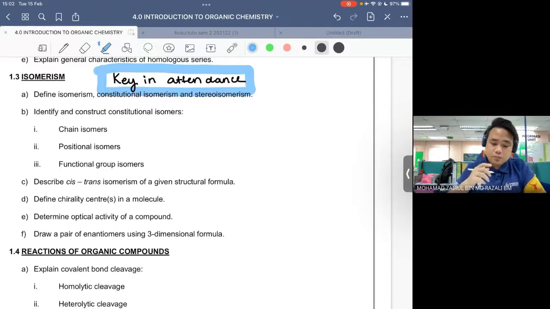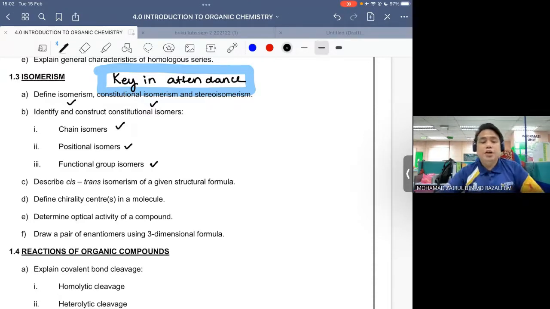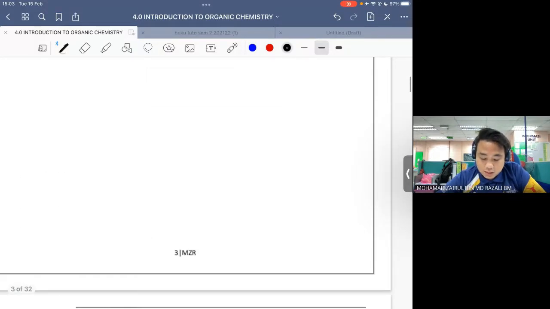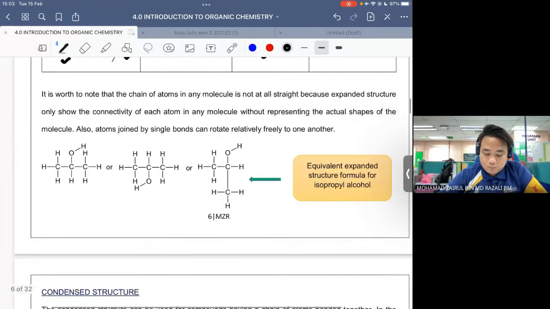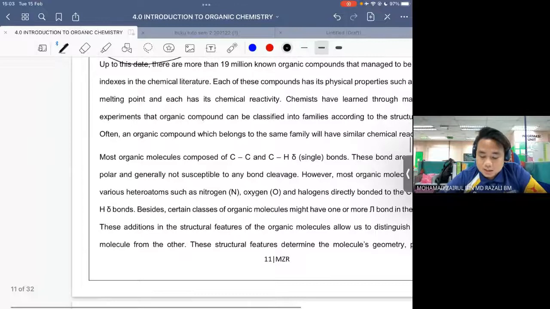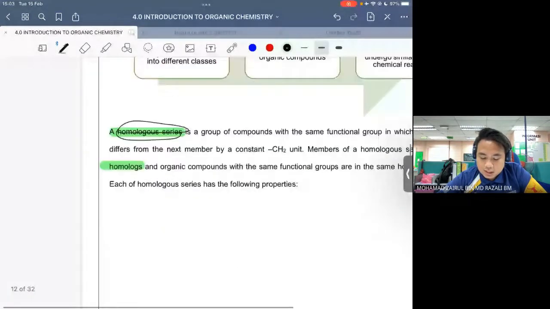stereoisomer. Okay, so by the end of this lesson you should be able to define isomerism, constitutional isomerism, and identify and construct 3 different types of constitutional isomer. So we have a chain isomer, positional isomer, and also a functional group isomer. I think most of you already dah kenal what is the isomer based on what you have learned waktu belajar SPM dulu. Sebab SPM pun, if I'm not mistaken, awak ada go through sedikit regarding the isomers.